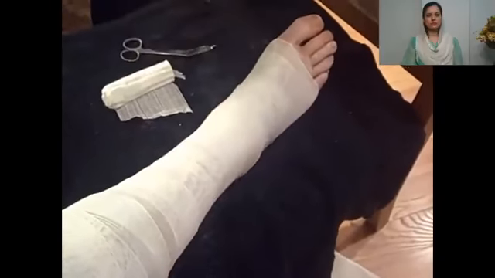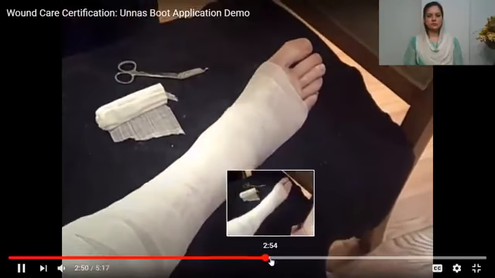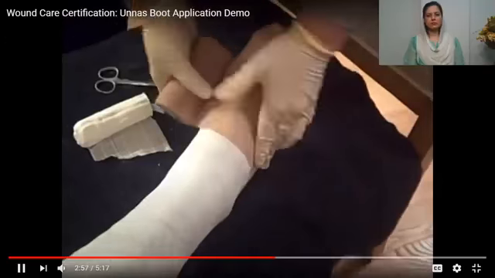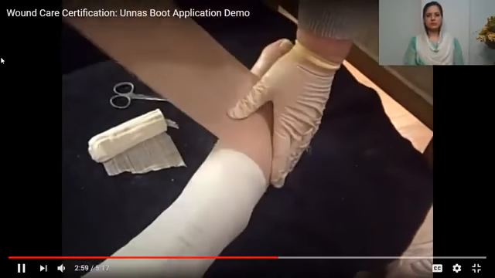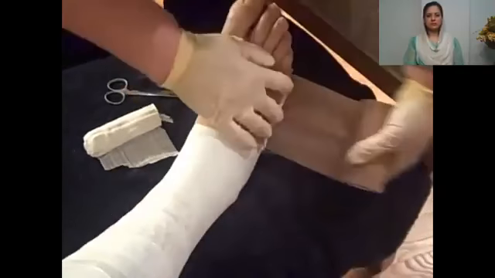Okay, with this particular point of view, we're going to be putting on a Coban. But we're only going to put that over the area where we've already applied the Unna boot. And then we're going to bring the Coban out about 50%. Okay, there's 100%, then I come back halfway, and then I'm going to continue.